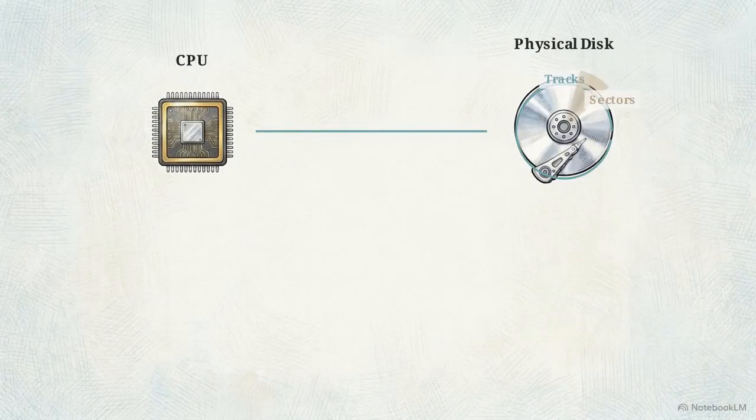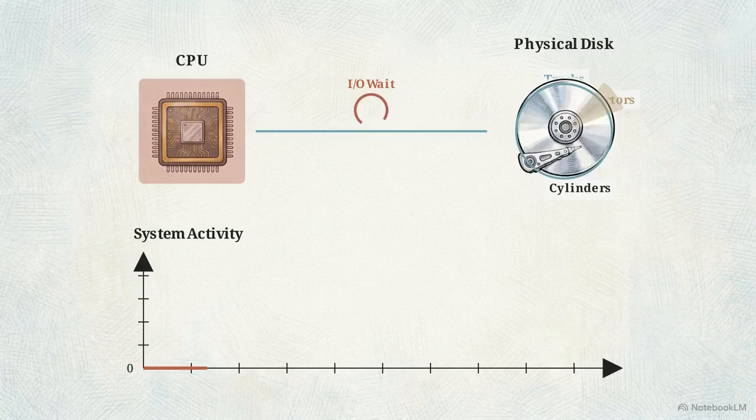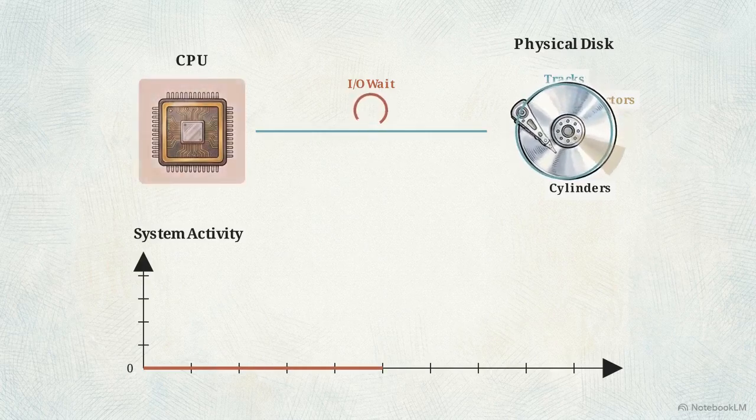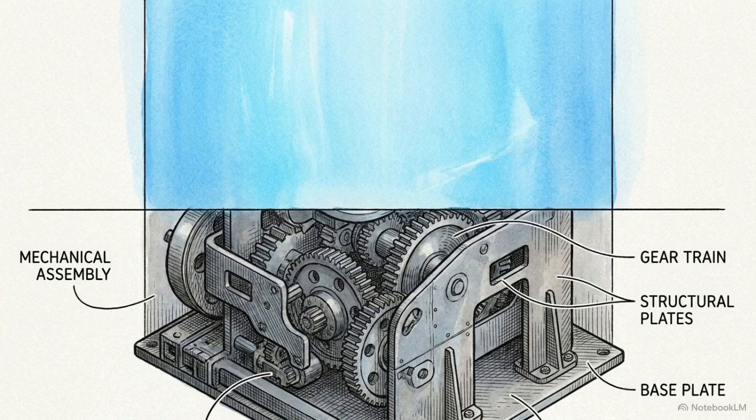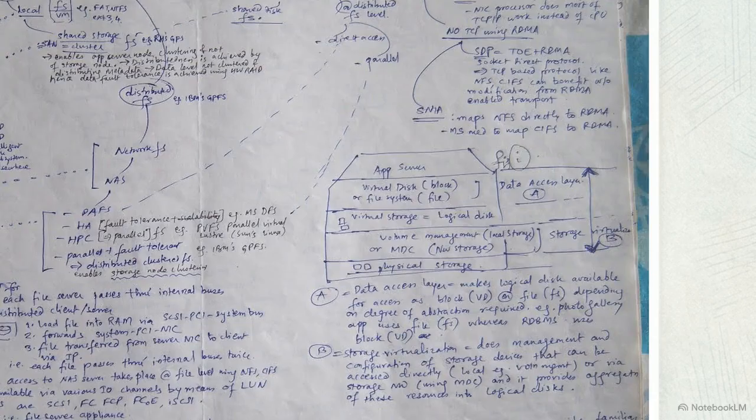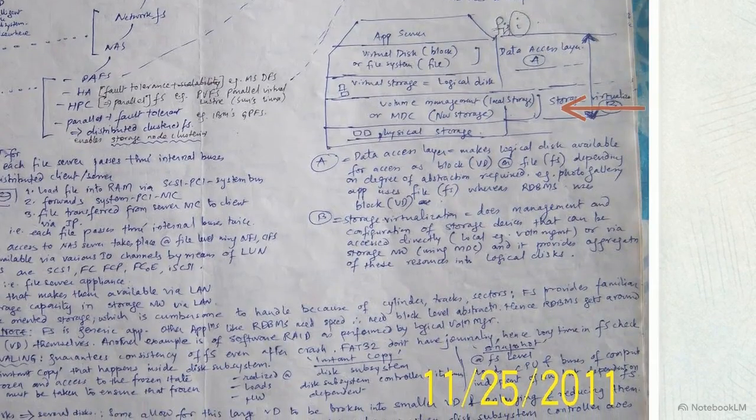If a CPU had to directly manage the physical geometry of a hard drive, the entire system would stall waiting for the disk to spin. The solution to this speed mismatch is abstraction, completely separating logical data requests from physical hardware execution. This schematic details the data access layer. Application servers see files for sharing or raw blocks for database speed. Below it, storage virtualization organizes physical sectors into logical disks.